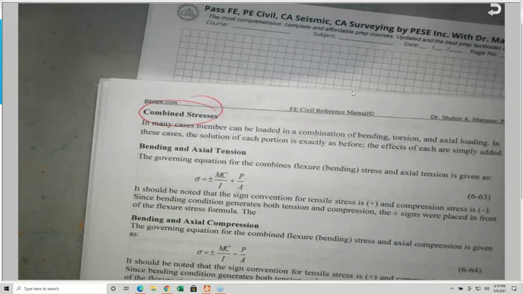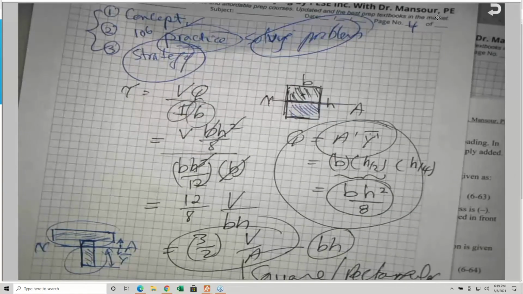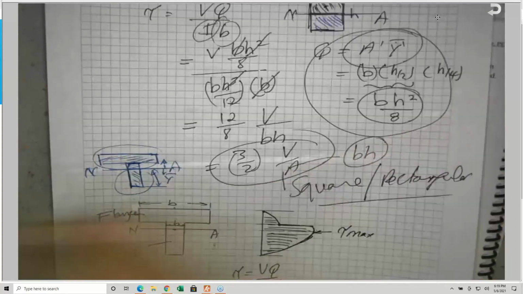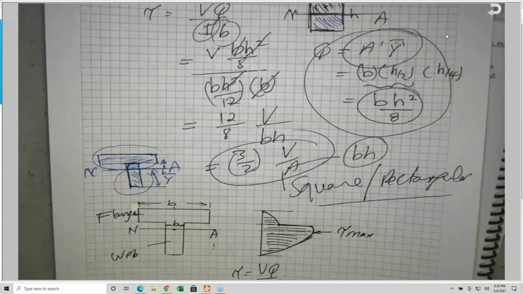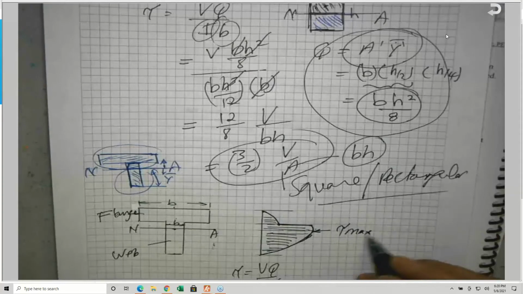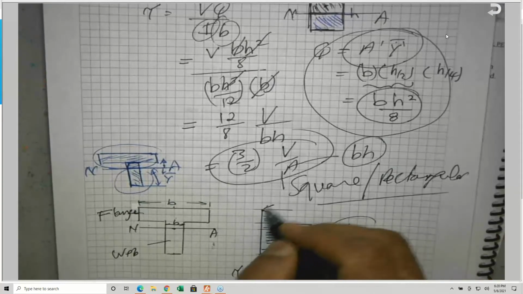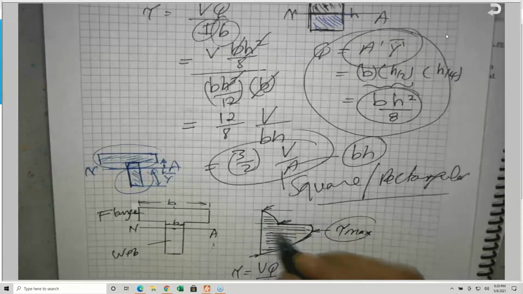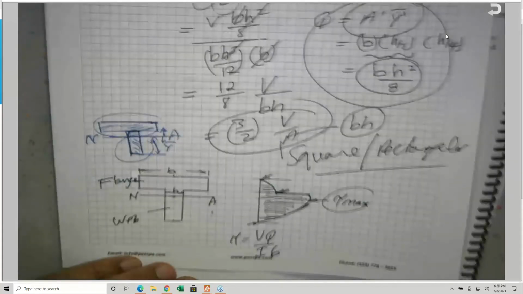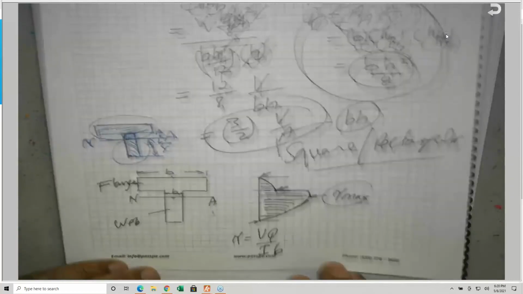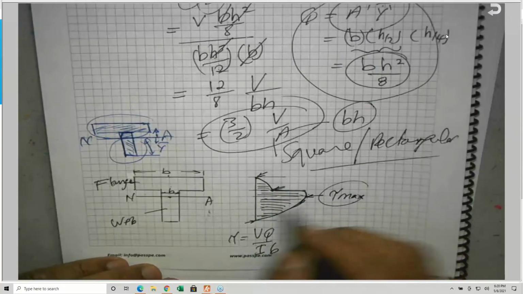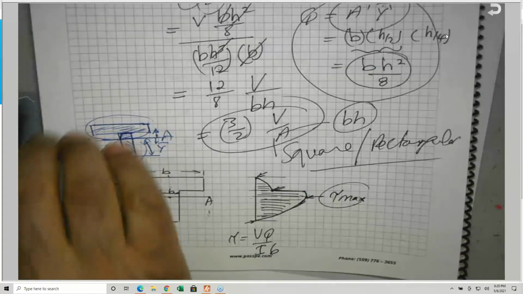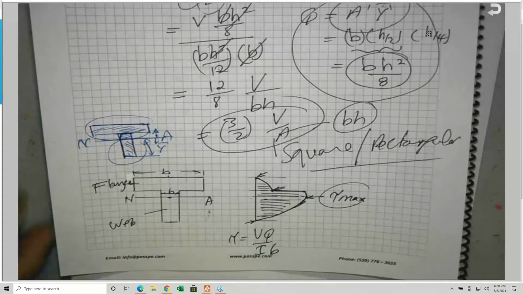Tau max is the maximum shear stress. Yeah. That's correct. This is the maximum shear stress that will occur along or at the neutral axis, which is this tau max. The shear stress here is 0. And at any point, we can calculate the shear stress if I know the numerical values. And you have some problems, by the way. But the tau max is the maximum transverse shear stress. Okay.